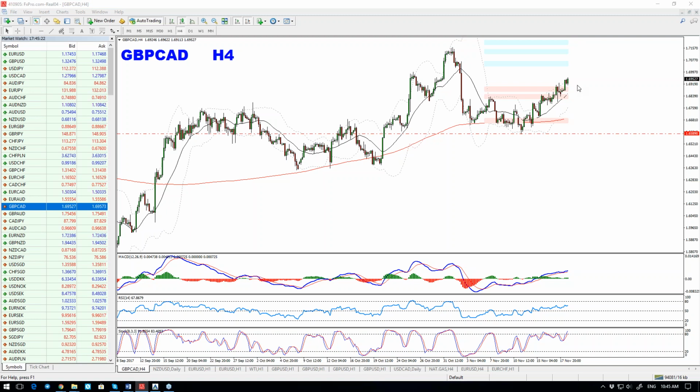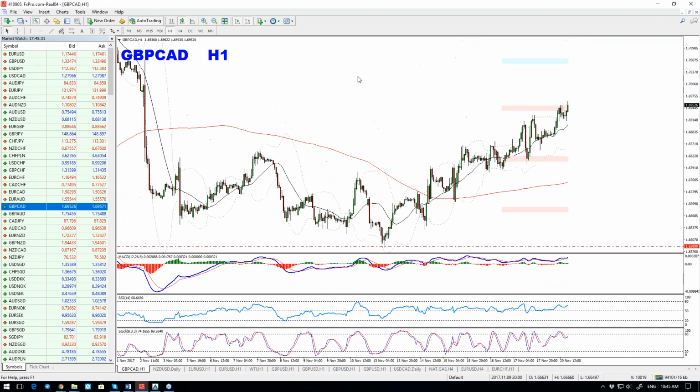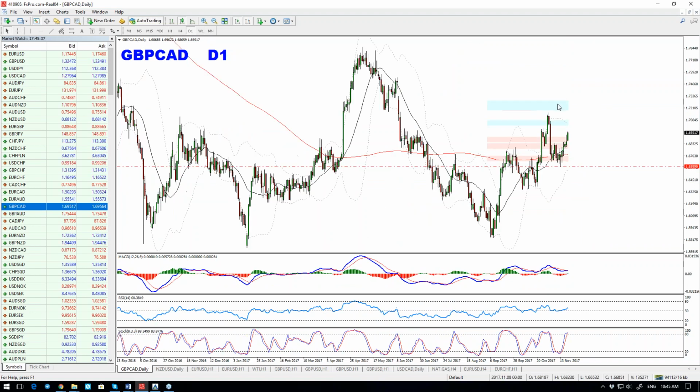Okay, so every pullback should be a buy opportunity. We have good action zones here on the 4 hour and on the 1 hour on the way. Every pullback down could take us higher, and this is our invalidation level for the buys.